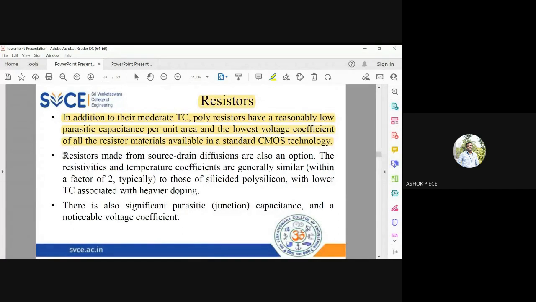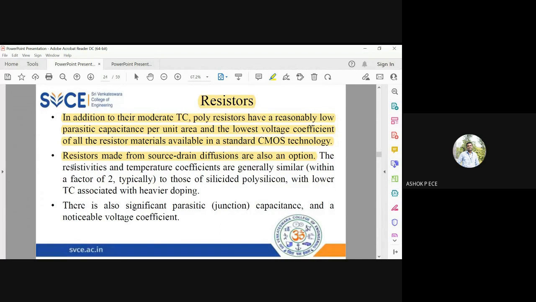Resistors made from source drain diffusions can also be used. You are going to see the different innovative methods by which I can fabricate resistors. So far, we have seen poly, unsilicided poly, and poly resistors. Now if we create a resistive effect from source drain diffusion, that is also going to be helpful for me.